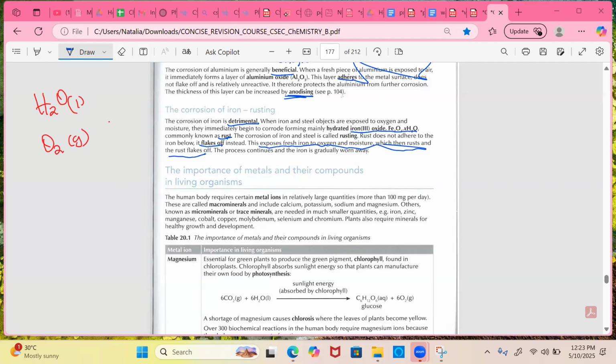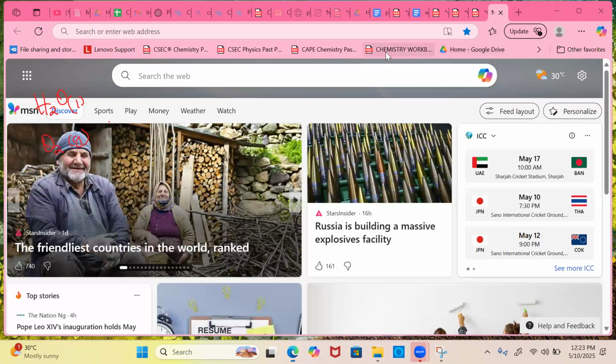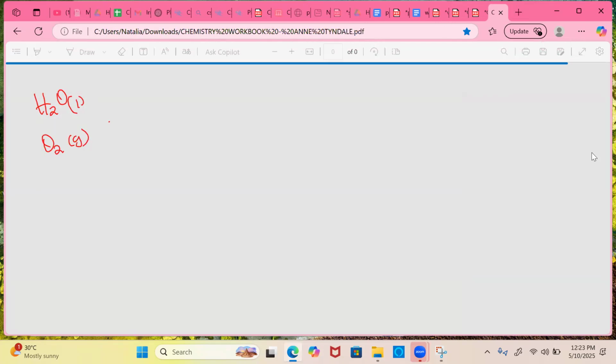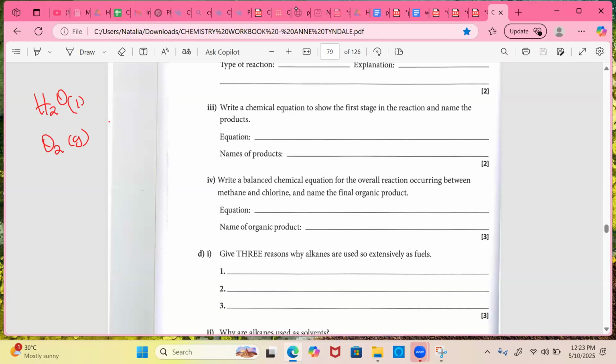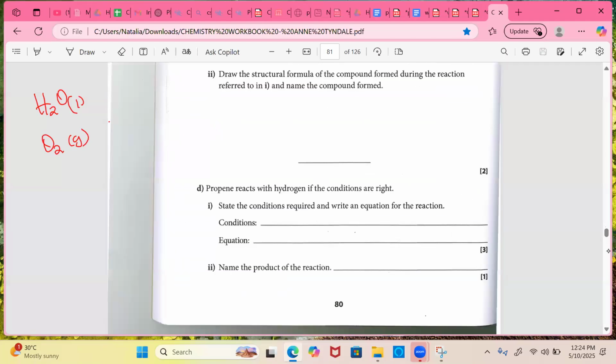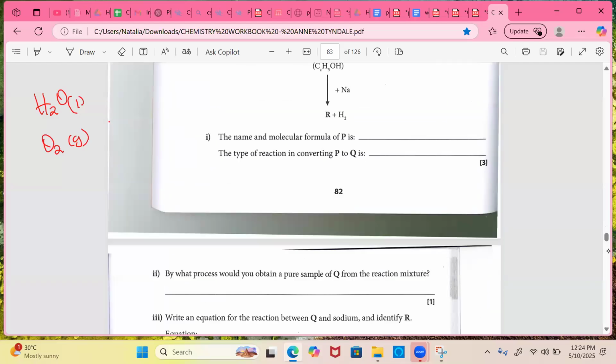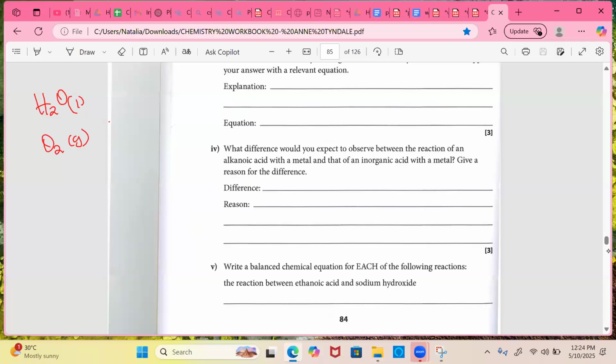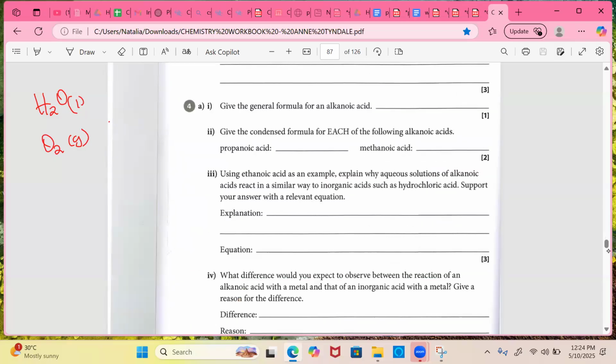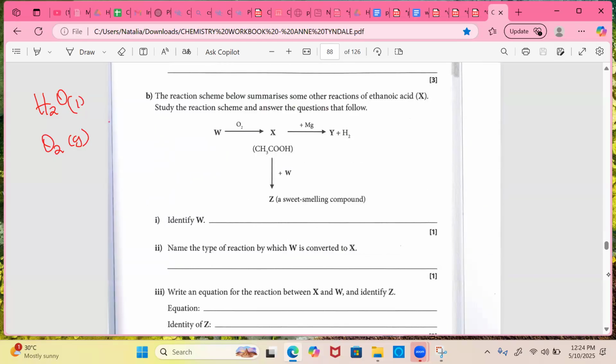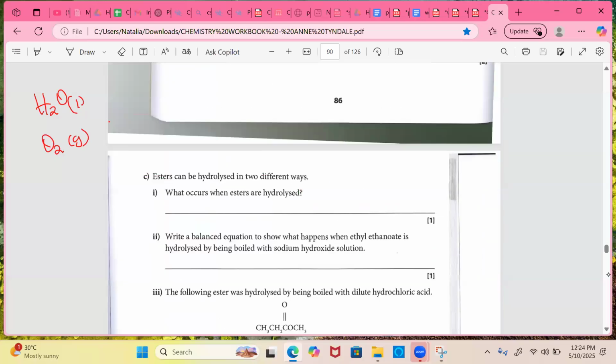So we're going to be looking at a corrosion question. We're going to look at a question from the yellow book, the Andindale workbook for chemistry. We should finish all of those questions in the book.